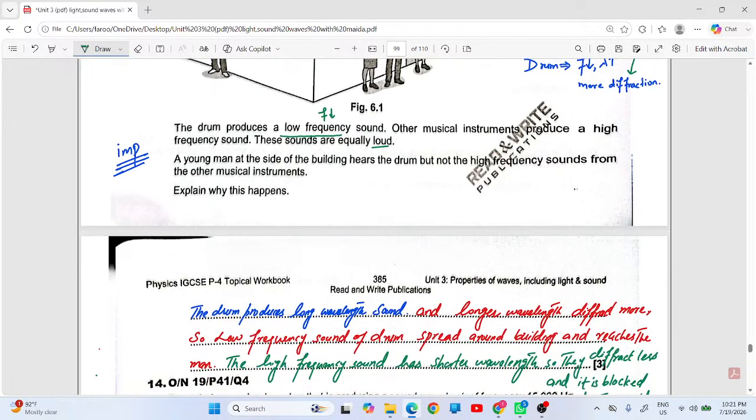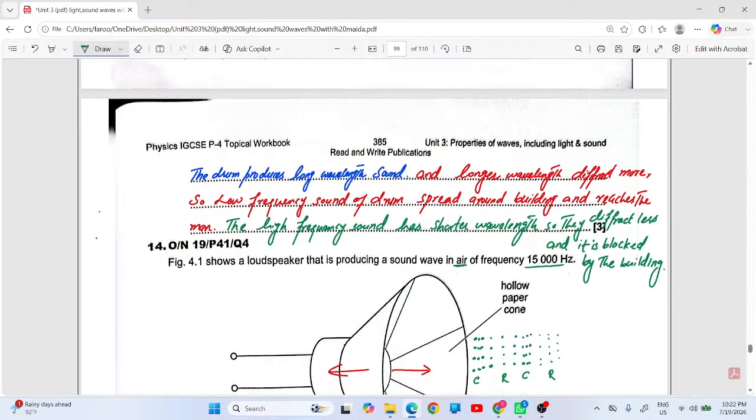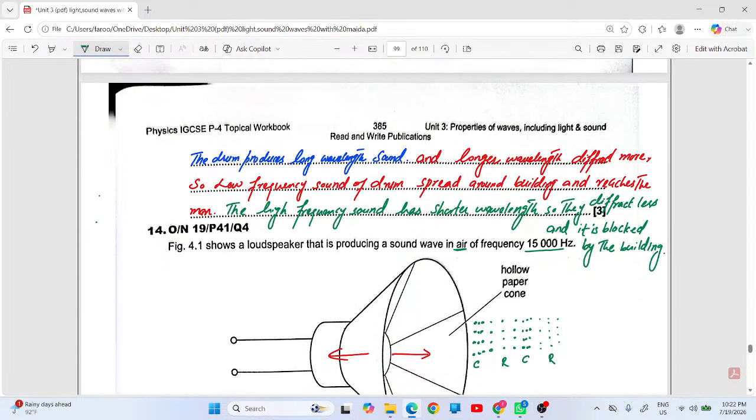A young man at the side of the building hears the drum but not the high frequency sound from the other music instrument. Explain why this happened. You have to say: the drum produces sound of longer wavelength, and longer wavelength diffracts more.